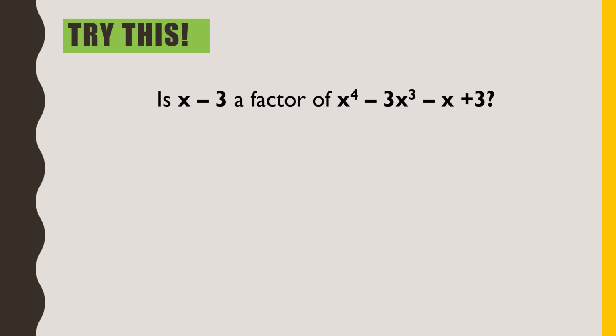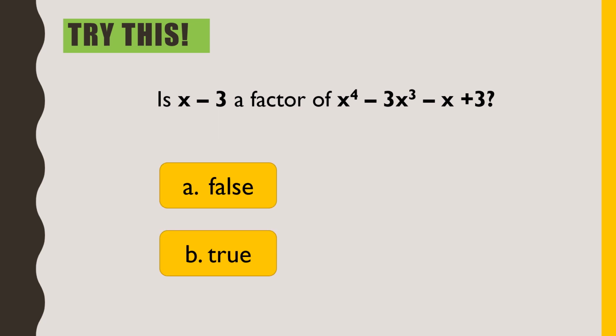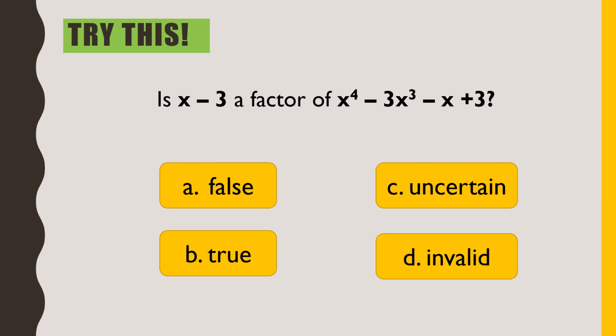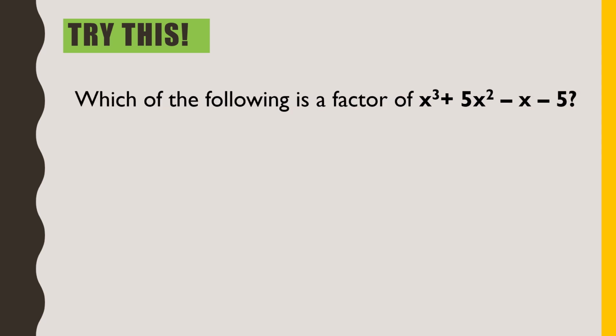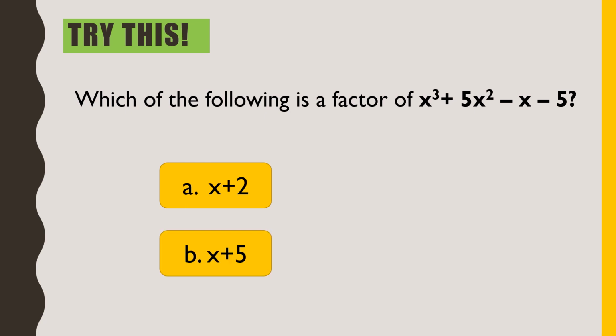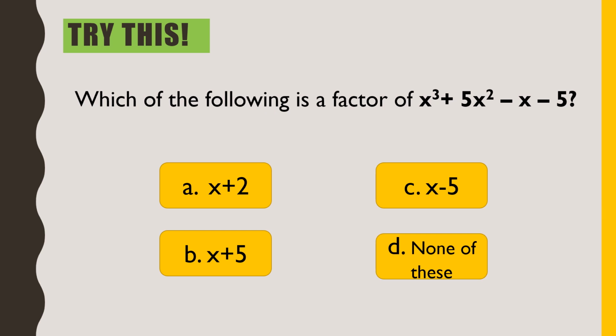For the next one, is x minus 3 a factor of x to the fourth minus 3x cubed minus x plus 3? Is it A false, B true, C uncertain, or D invalid? Moving on, which of the following is a factor of x cubed plus 5x squared minus x minus 5? Is it A, x plus 2, B, x plus 5, C, x minus 5, or D, none of these?